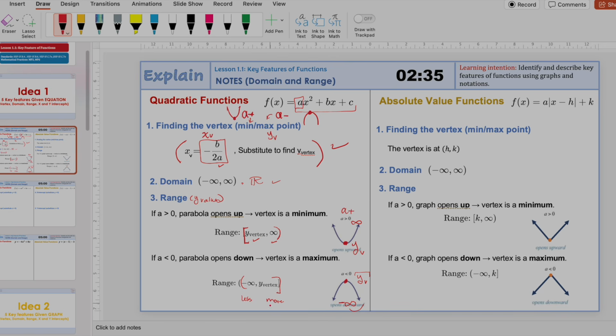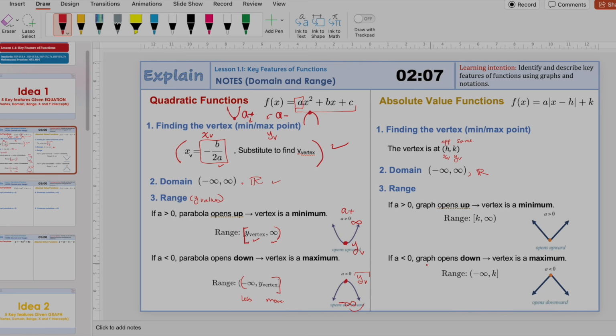We're done with quadratics. Now to the absolute value, same things, same rules work, but the vertex is different. Here, the vertex is direct. You can just see it clearly from the equation. It's basically h and k. The h we take opposite sign, the k we take same sign. I'm going to explain that in a minute. This is my x of the vertex. This is my y of the vertex. Domain is always all real numbers.